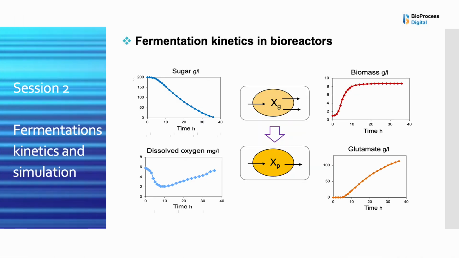Session 2 begins with a review of the key kinetic behaviors in microbial processes. These include substrate consumption, mainly sugar carbon source and oxygen, cell growth and death, as well as the production of metabolites and recombinant proteins. The session also explores metabolic shifts commonly observed in industrial fermentations, transitions in cellular behavior that can significantly impact productivity and yield.